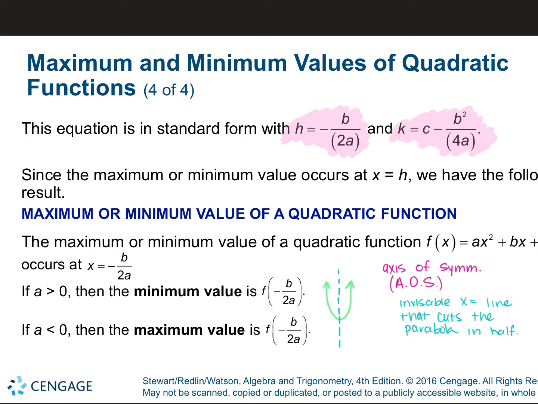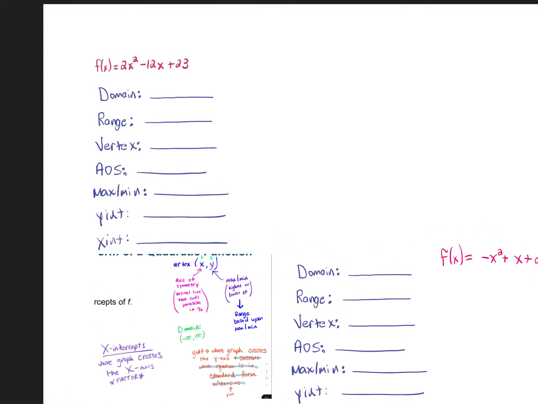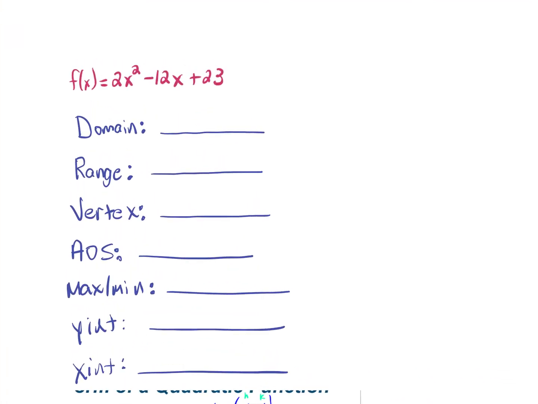If we look at some examples, this first one here is also the same example that you see within the first 3 pages of your notes. So it's the same exact one. We're given f of x is equal to 2x squared minus 12x plus 23. We're finding the domain, the range, the vertex, the axis of symmetry, whether or not it has a maximum or minimum value and what that value is, as well as the y-intercept and the x-intercept. First thing that you should be doing with these is identifying your A, your B, and your C, especially if it's not in vertex form.